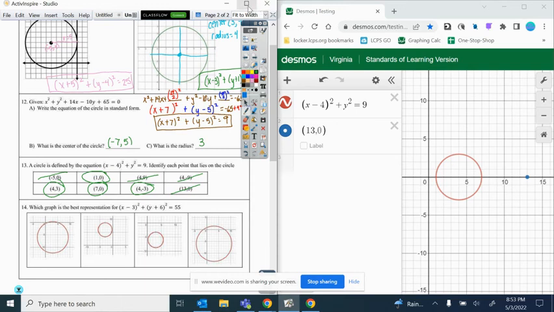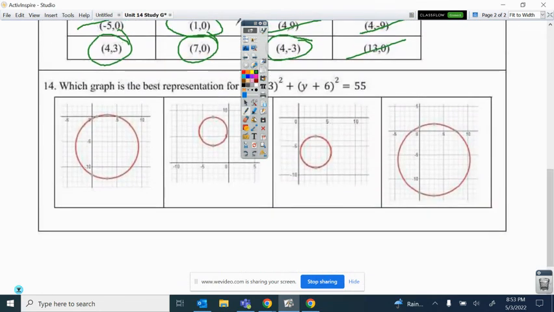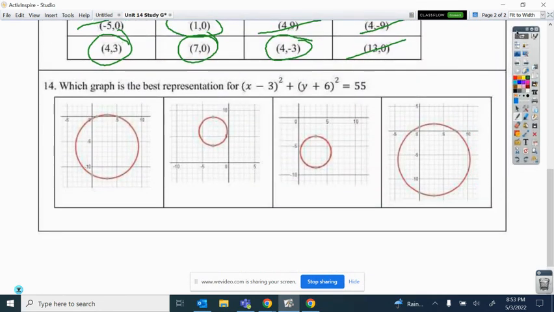And then we have this number 14 to end with. And so lastly, the question number 14, which graph here is the best representation for the equation? So I'm going to look at this and begin by identifying the center. I know that my center here is at +3, -6. So when I look at these pictures, +3, -6, that looks like it could be my center.